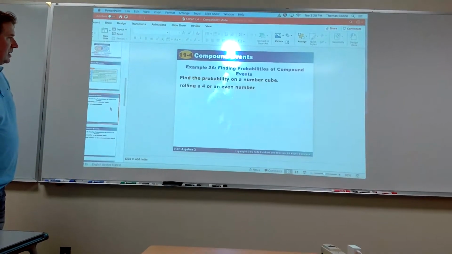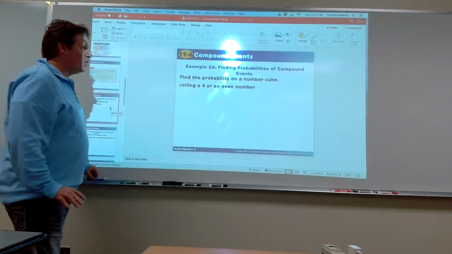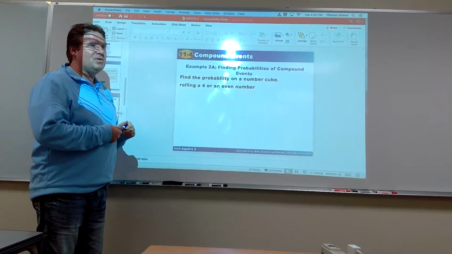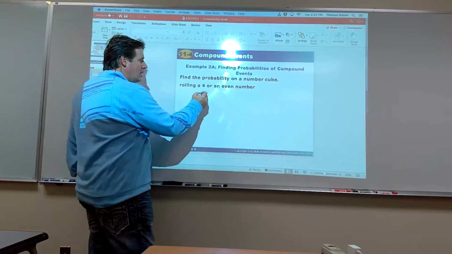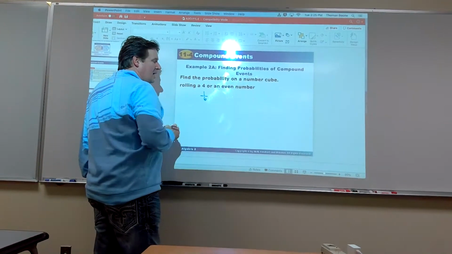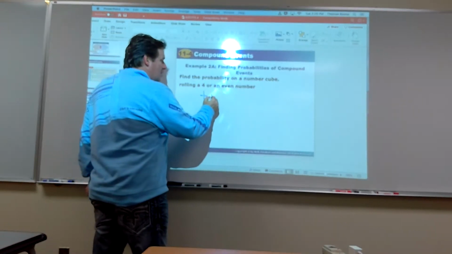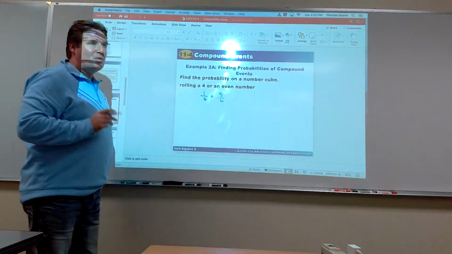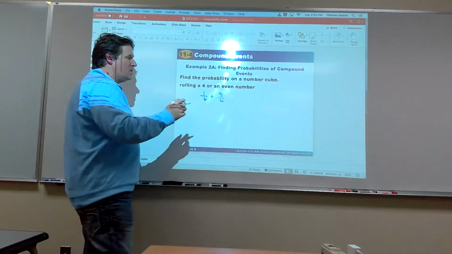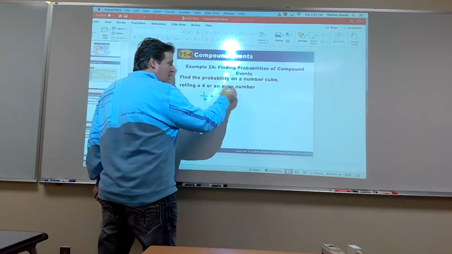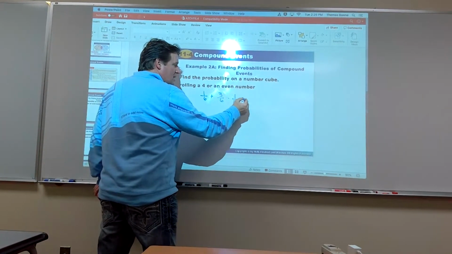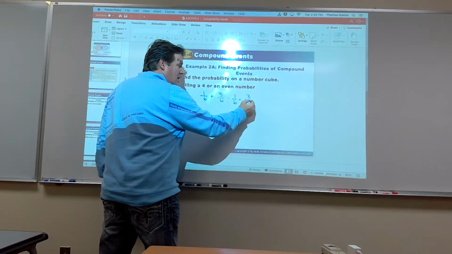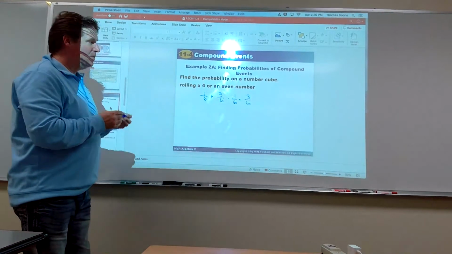All right, so let's look at an example here. Find the probability of rolling a 4 or an even number. Now the probability of rolling a 4 is 1 out of 6, and the probability of rolling an even number is 3 out of 6. But remember, 4 is also an even number, so we have to subtract out the probability that it's both, which is 1 out of 6. So once again, our probability is going to be 3 out of 6 or 1/2.